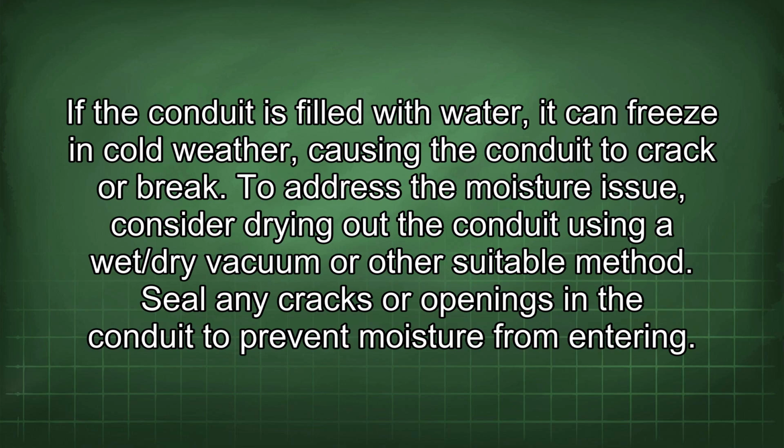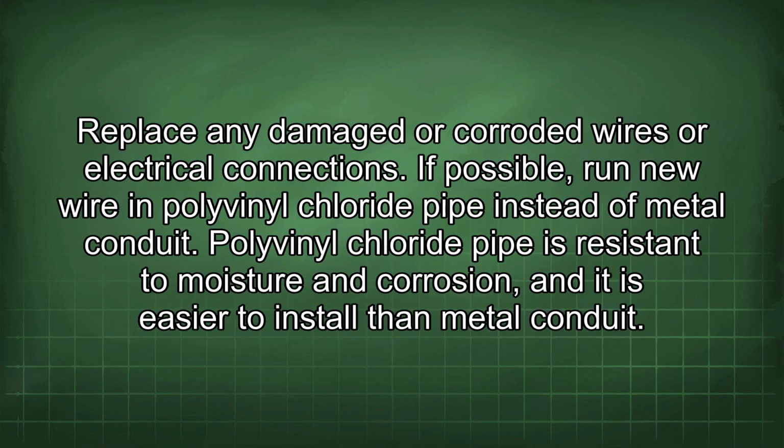To address the moisture issue, consider drying out the conduit using a wet/dry vacuum or other suitable method. Seal any cracks or openings in the conduit to prevent moisture from entering. Replace any damaged or corroded wires or electrical connections. If possible, run new wire and polyvinyl chloride pipe instead of metal conduit.